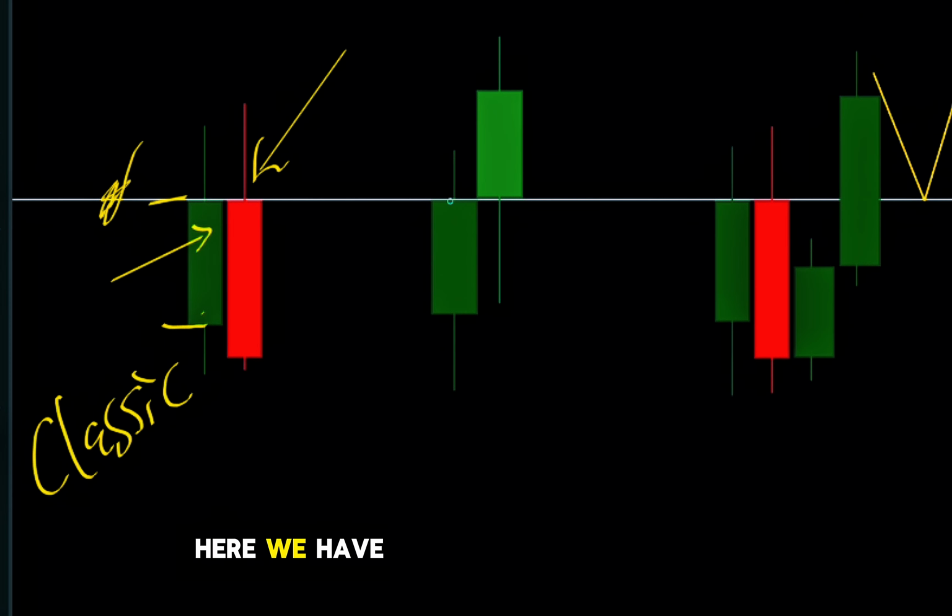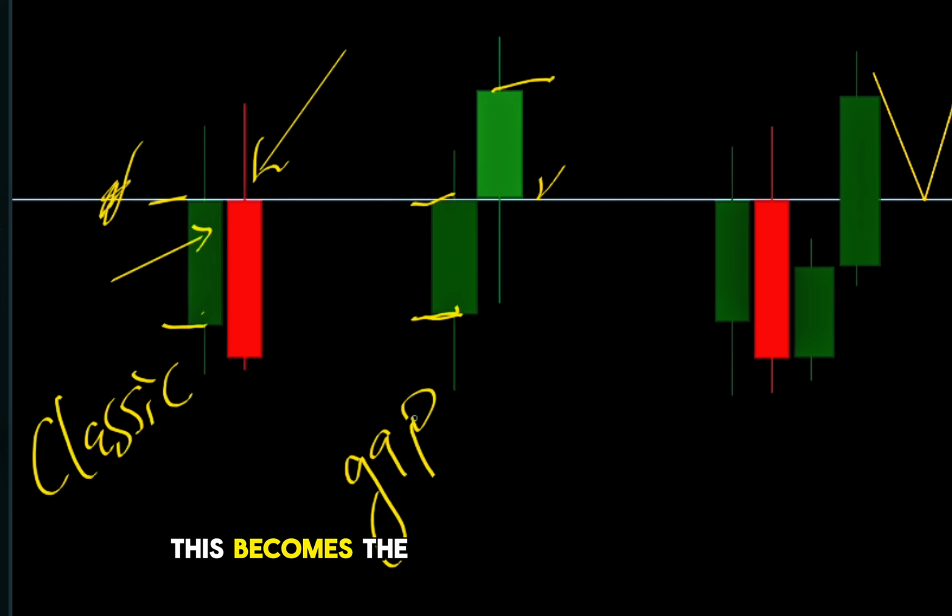Here we have two bullish candles. This candle opens here and closes here, and this one too opens here and then closes here. At this point where the opening and closing have happened, this is the point that we call the gap level. So this becomes the gap level. The white line is the level that you mark, and then the wick of this becomes the zone.